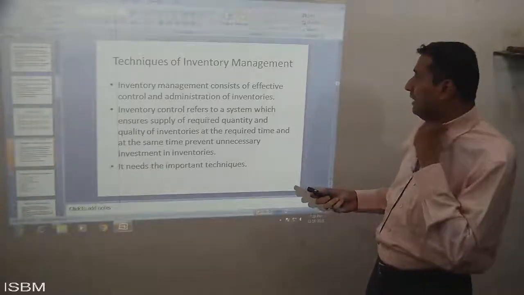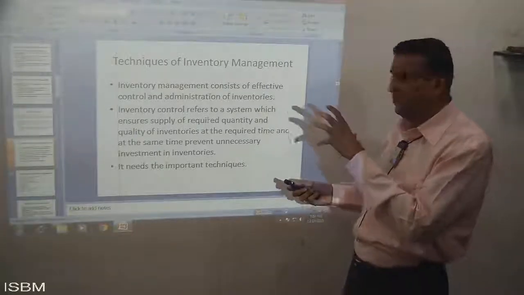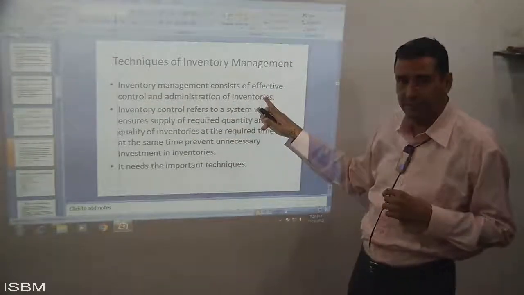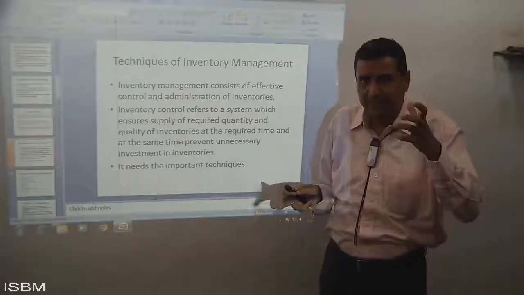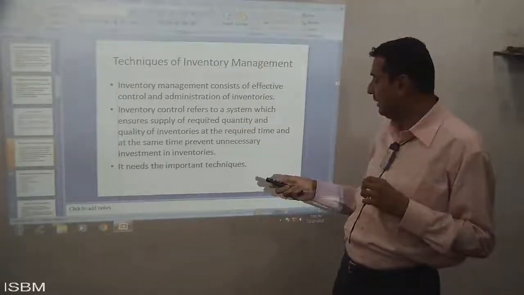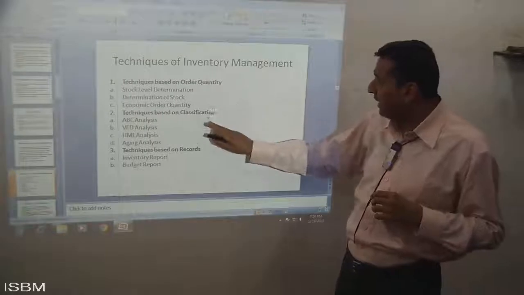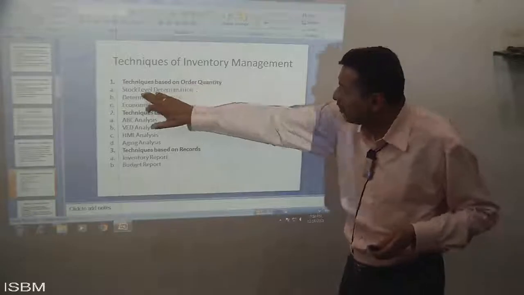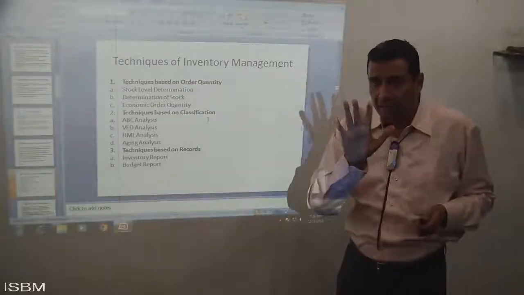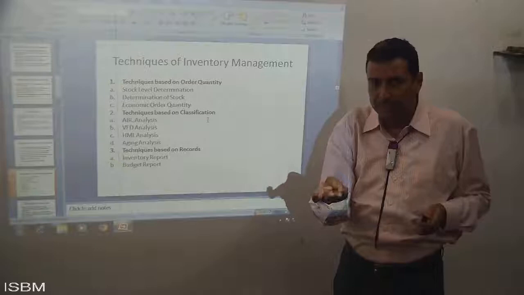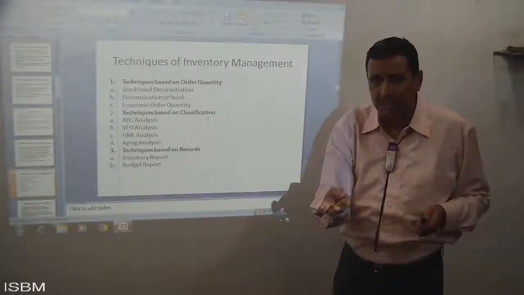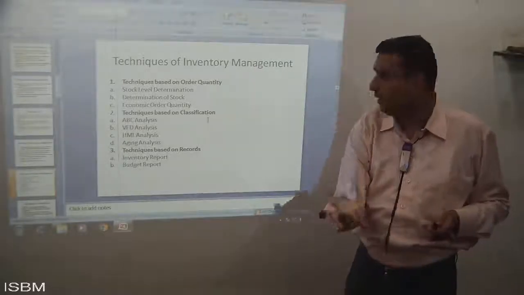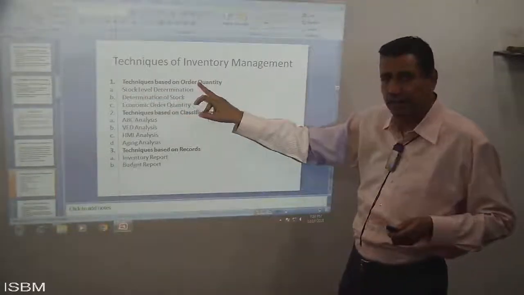Then the techniques of inventory management. These techniques talk about the effective control and administration of inventory, the best way to manage inventory. There are three broad techniques of inventory management. Based on order quantity, stock level determination, we have learned 5 types of levels: minimum level, maximum level, reorder level, average stock level and danger level. So these are the 5 stock levels which we have understood.